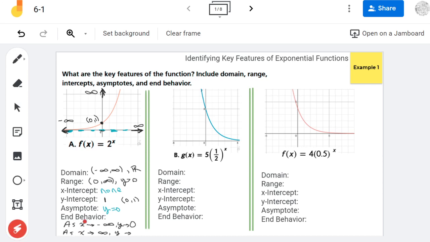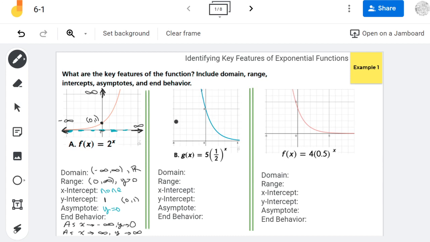Now if I read my second sentence, as x is approaching positive infinity, so as x is coming to the right, y is approaching, and if you look at our graph, this graph is going up and up and up for forever. So what does that mean? That means that our y is approaching positive infinity. All right, so let's go ahead and try this middle one.